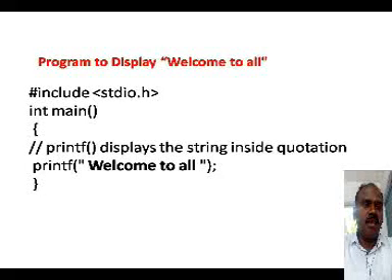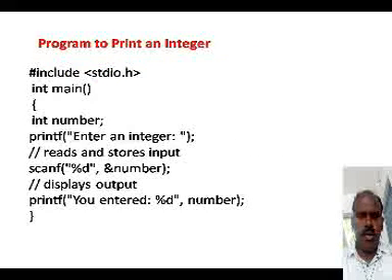The next line, printf bracket double quote welcome to all, double quotation close, bracket close, semicolon. This line is used to display the message, used to display the characters inside the double quotation. Next program, to print an integer.